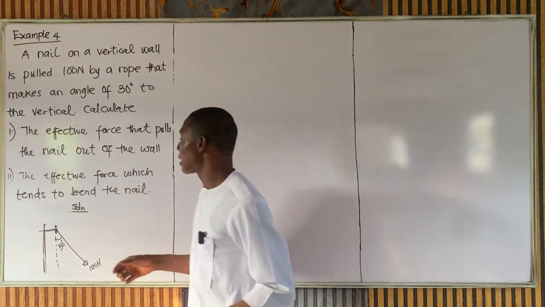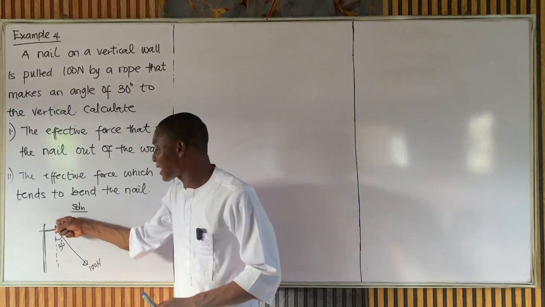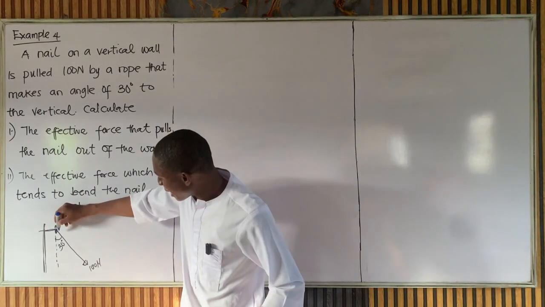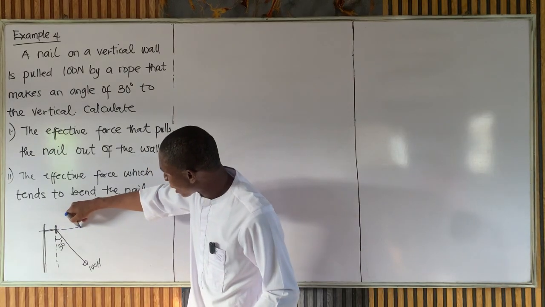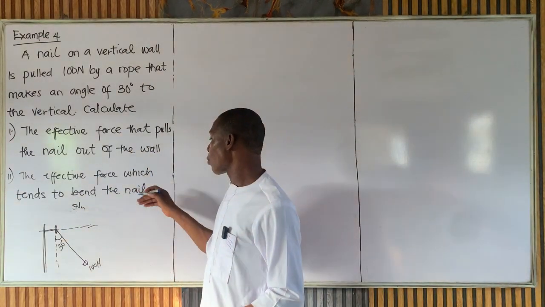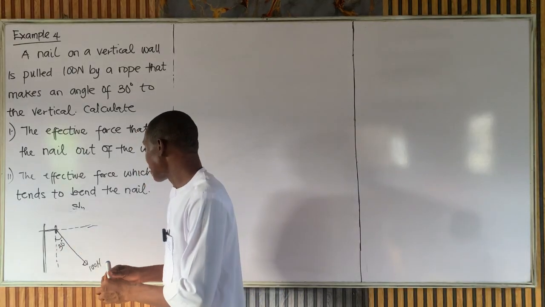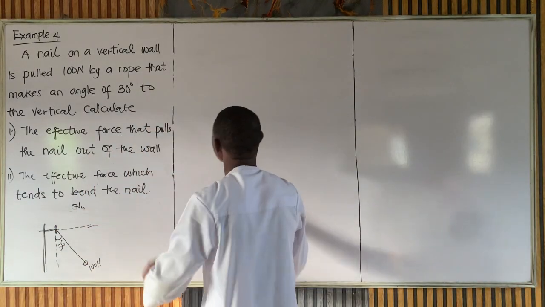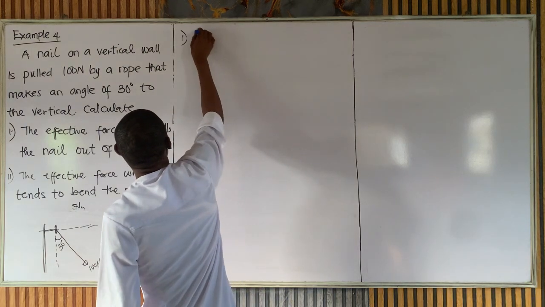The force that pulls the nail out of the wall is the force that acts in the horizontal. When you want to pull the nail out of the wall, it's going to be like this, pulled out of the wall. So the first part of this question is simply asking us to get the horizontal component. And the effective force that tends to bend the nail: if you drag this force like this, this nail will bend. So in the first case, they're asking us to get our horizontal component, which is our fx.